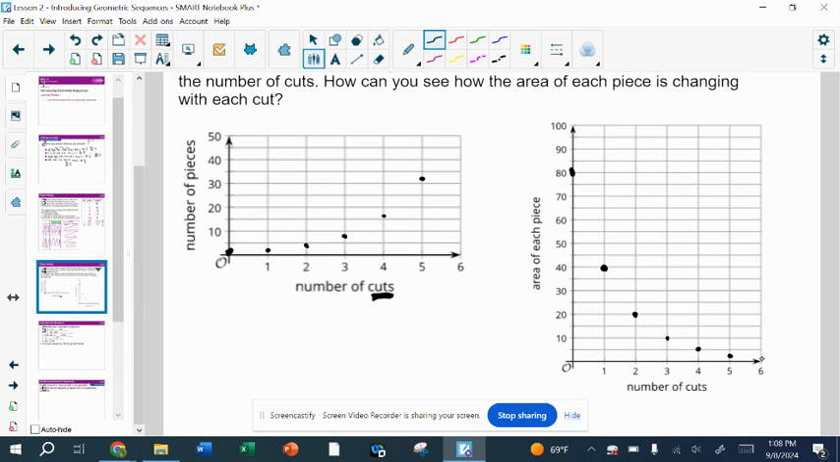And then 6 we could actually graph this time. It's really just 1 1/4. And same thing, because it's based on the number of cuts, we don't have fractions of cuts, so we shouldn't really connect those points.